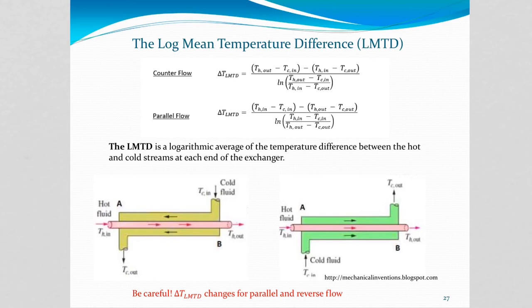There are two different formulas for the LMTD, counterflow or parallel flow. It's important that you be careful using the proper one, because we are going to deal again with two different configurations in our experiment, counterflow and parallel flow. So they are different. And the LMTD is the logarithmic average of the temperature difference between the hot and cold streams at each end of the exchanger.